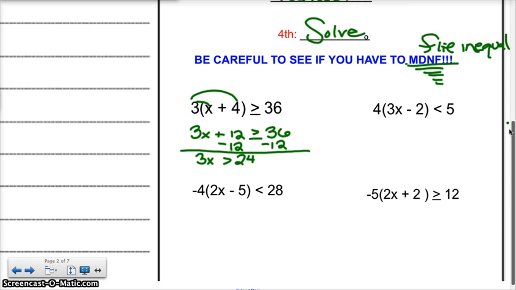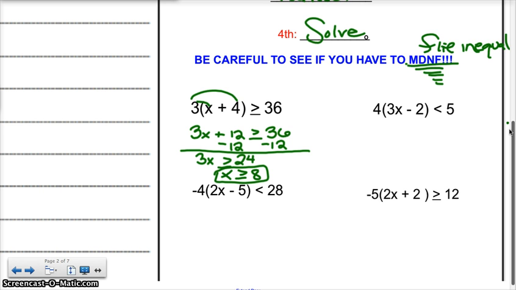Do I have to MD and F this one? No, it'll be greater than or equal. I do not have to MD and F it because I don't have a negative connected. So, x is greater than or equal to 8. It's just like with an equal sign. The only thing different is instead of the equal sign, it's an inequality sign. No biggie. The only difference.